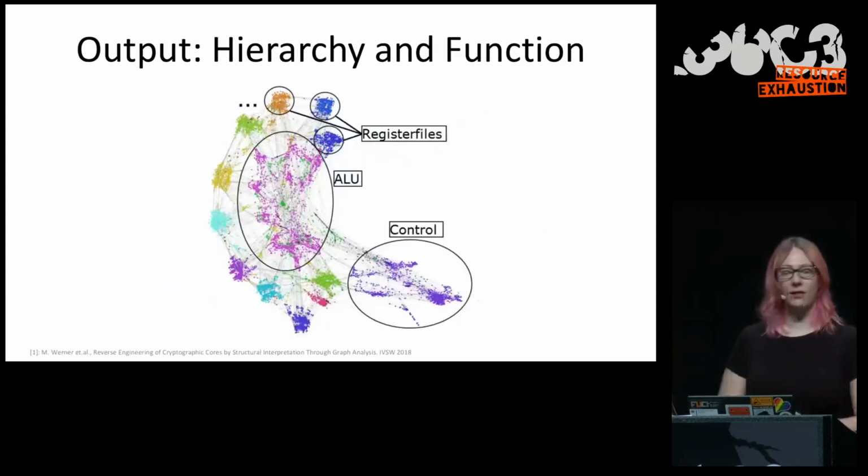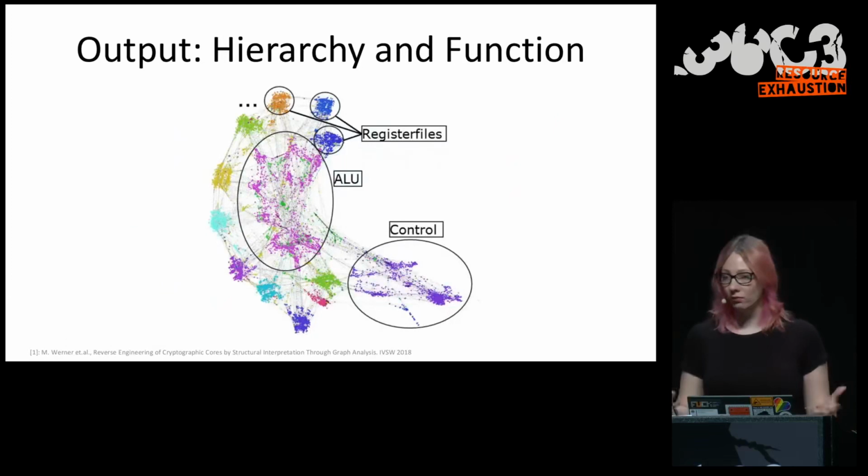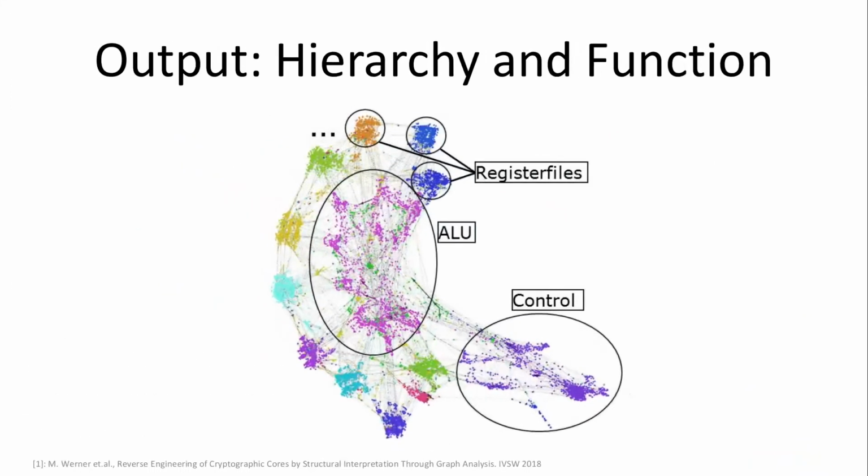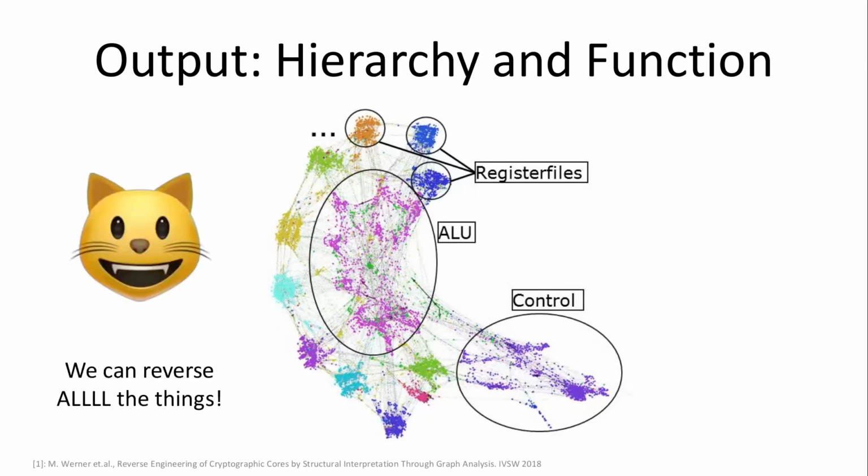Cool. So we have some kind of output, hopefully. We have some kind of hierarchy. We figured out our modules are these bits, and we've also figured out what they do. And that's pretty cool. So yeah, we can reverse engineer all the things. Great. I mean, without regard to the problems that we face.